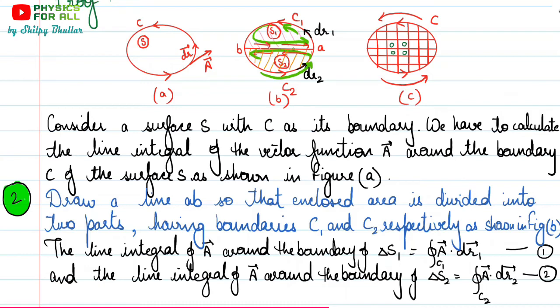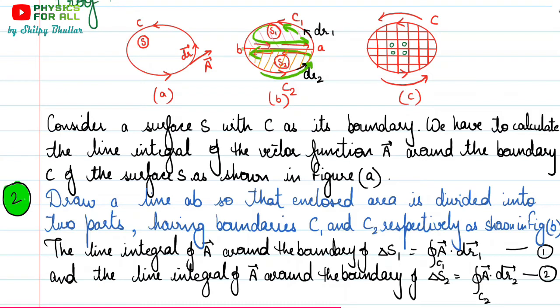But can you see that in case of S1, the direction of integral is opposite for this middle track. The line AB that we have drawn, for surface S1, we are going from B to A, and for surface S2, we are going from A to B.